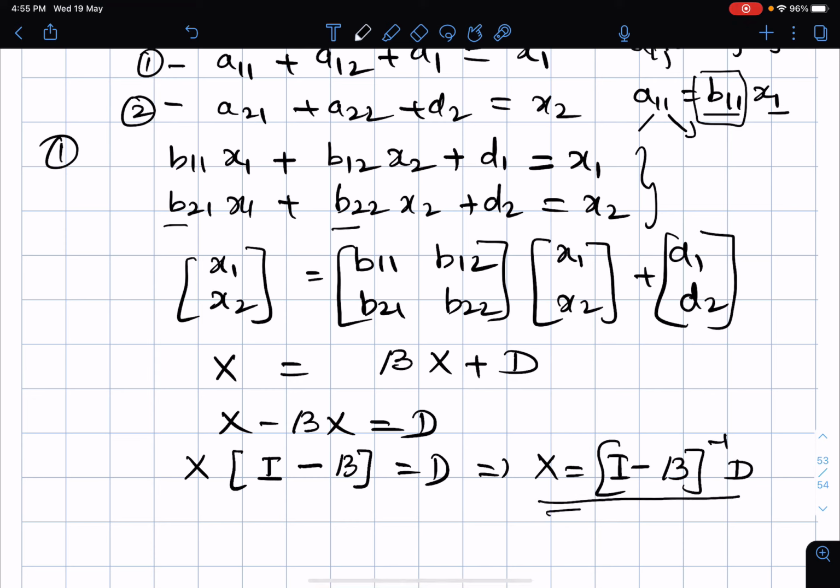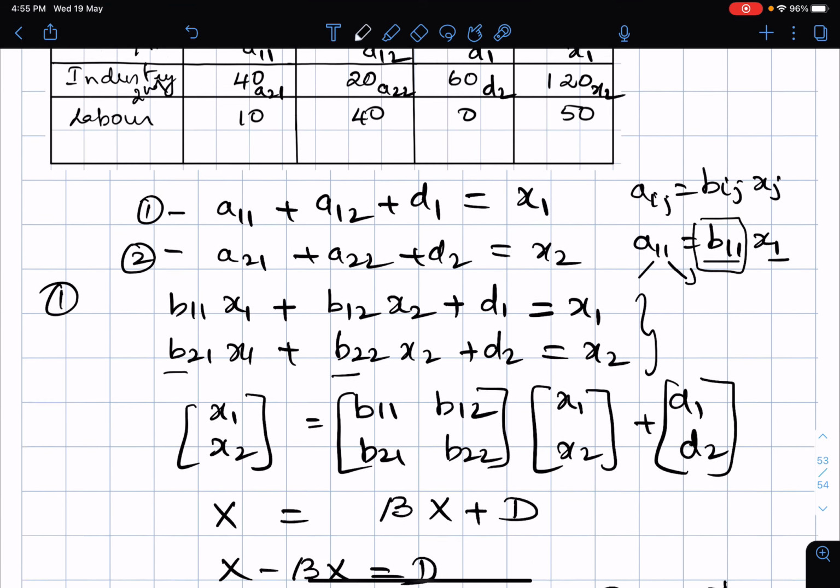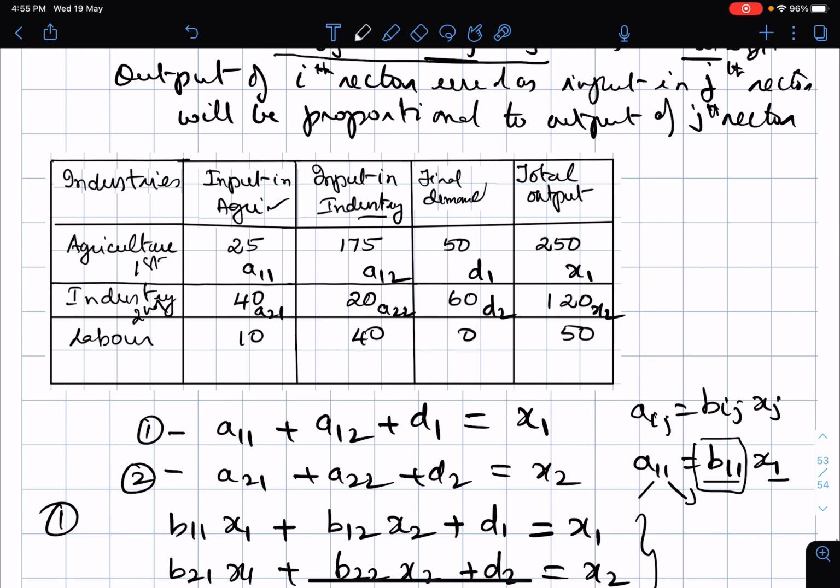So using this formula, I wanted to explain to you how you get this formula using our input output analysis. So I have taken this example. I hope you understood this. We'll meet with the example in the next session.